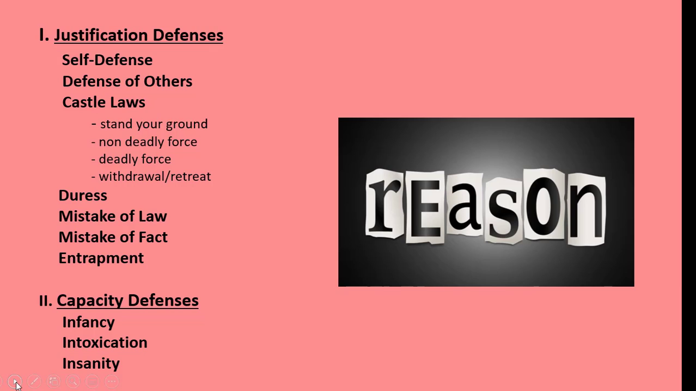The capacity defenses are infancy, intoxication, and insanity. So altogether, you have 10 defenses that we covered. Justification defenses, which is saying, yes, I committed the crime, but I have a legitimate reason. And capacity defenses are related to really mens rea. For some reason, you weren't able to form the intent. You couldn't do something intelligently or knowingly because you were too young, too intoxicated, or too insane to form the required intent.